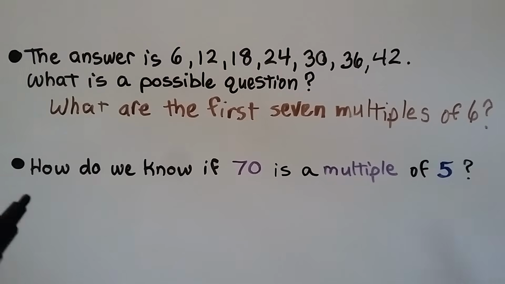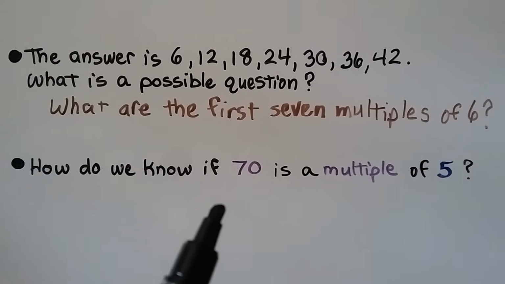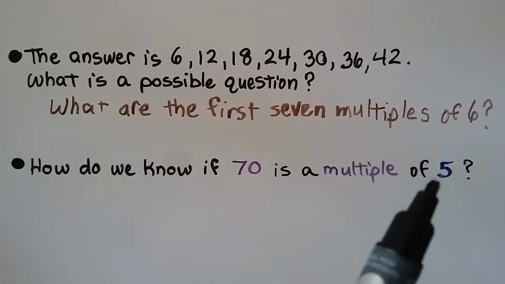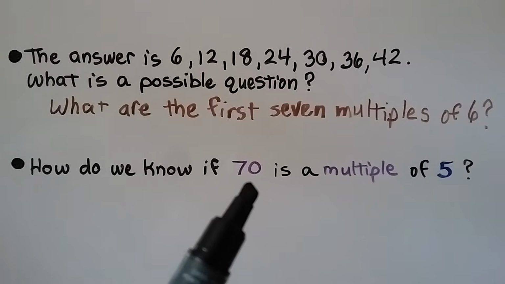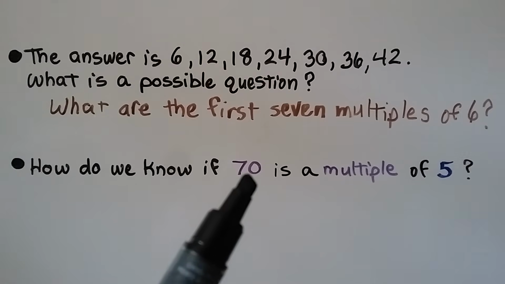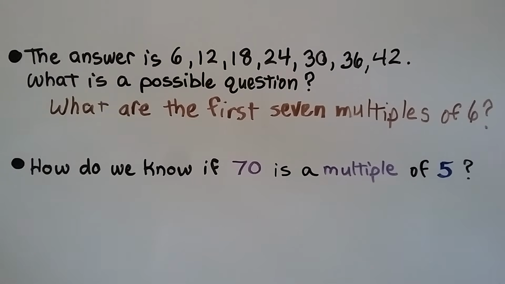How do we know if 70 is a multiple of 5? Do you remember? We know 70 is a multiple of 5 if it's divisible by 5. And the divisibility rule for 5 is this number would end with a 0 or 5, and 70 does end with a 0. So 70 is a multiple of 5.